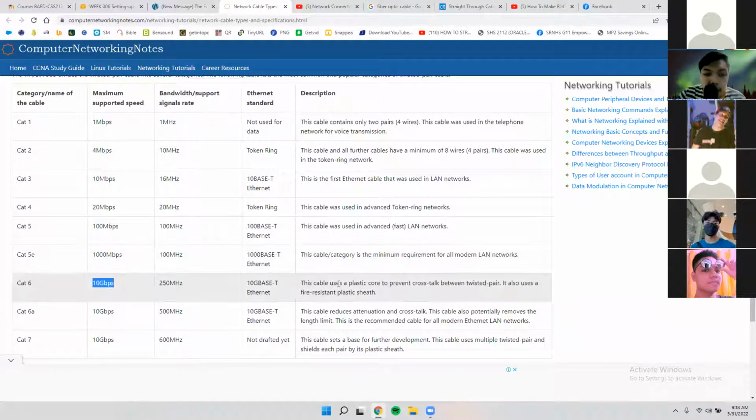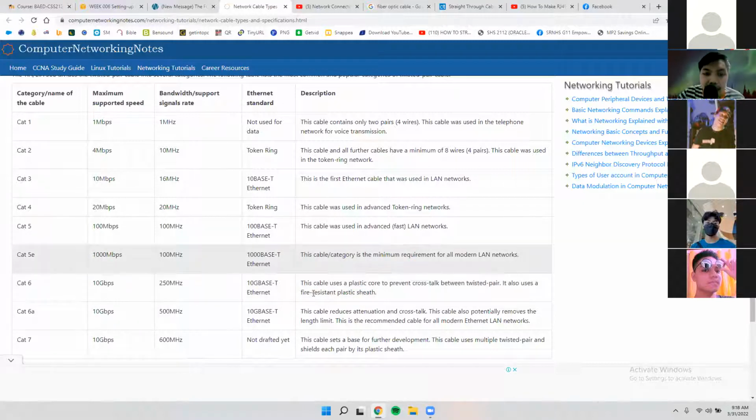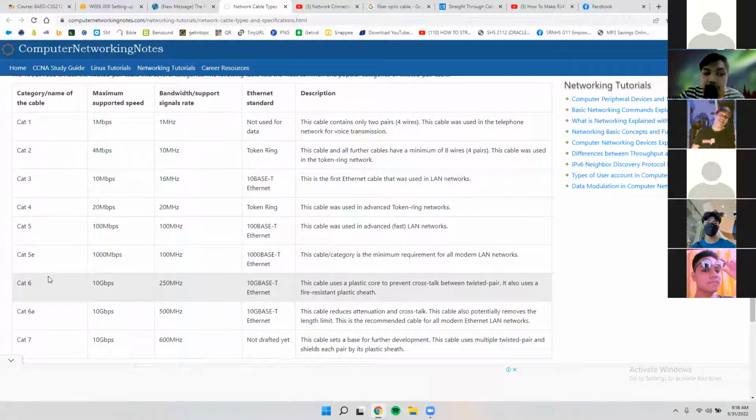So it uses a plastic cord to prevent crosstalk between twisted pair. It also uses a fire-resistant plastic sheet. So there are mga features na rin ito sa mga kable natin. So most commonly, Cat5, Cat5e, and Cat6 ang ginagamit natin today.